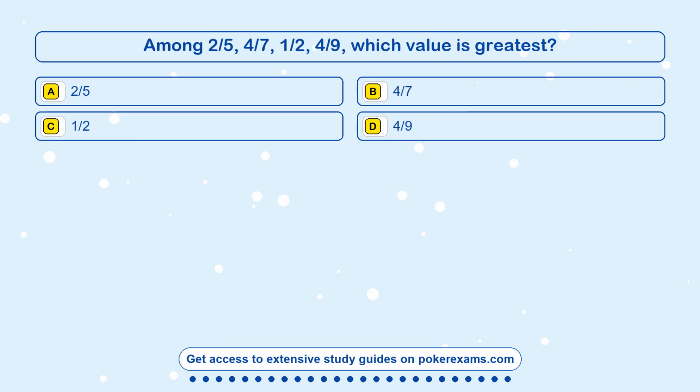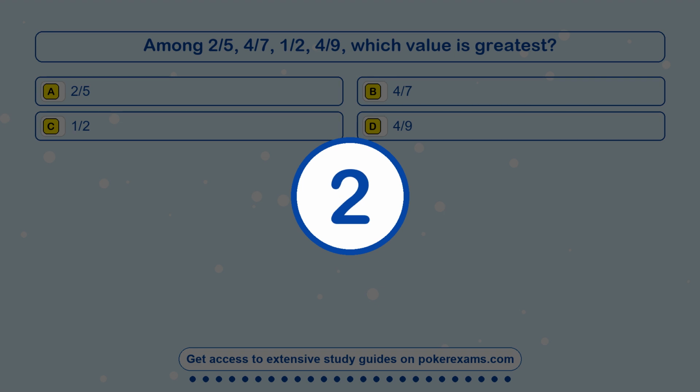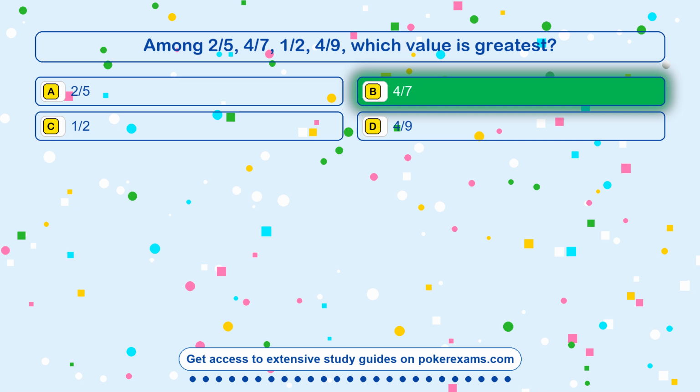Question 2. Among 2/5, 4/7, 1/2, 4/9, which value is greatest? Option A 2/5. Option B 4/7. Option C 1/2. Option D 4/9. The correct answer is option B, 4/7.